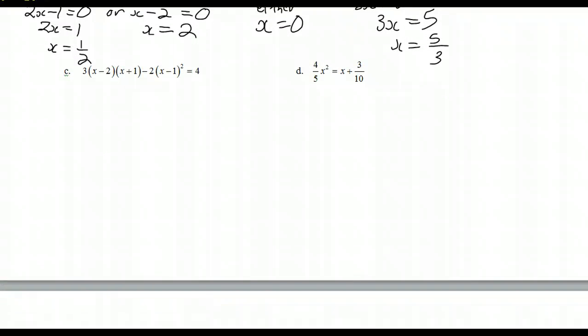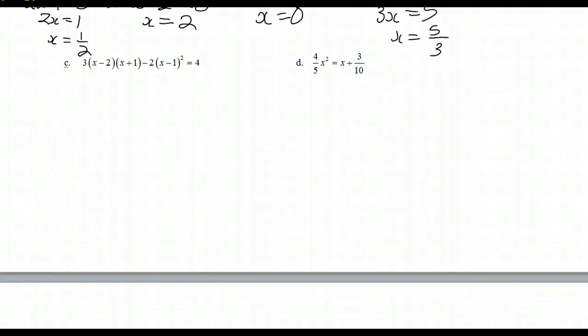Okay, 2 more to do, a little bit more space here. 3, x minus 2, x plus 1. So what we're going to have to do here is expand this, simplify it, multiply it by 3. We're going to have to simplify this. We're going to have to move the 4 over. So let's get busy. There's a bit of work to do here.